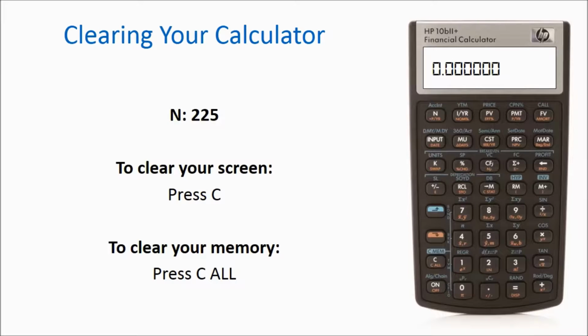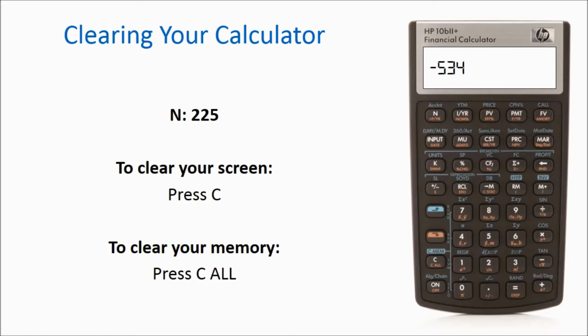Let's say now that you entered the nominal interest rate and the payment, and you also want to enter 225 for N. You start typing and accidentally you press 235 instead of 225. Don't worry, you don't have to start over from the very beginning. Just press clear, the C key. This will clear your screen, but it will not erase the value stored in your calculator. Now that your screen is clear, you can type the correct value, 225, and press N to store it. If you want to test it, you can press recall payment and you will see that the value entered for payment is still there. So pressing C just clears the screen and does not affect your previous entries.